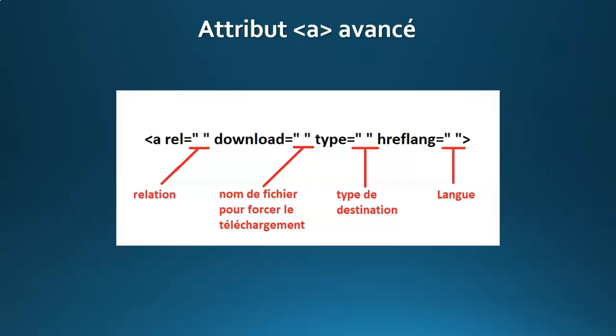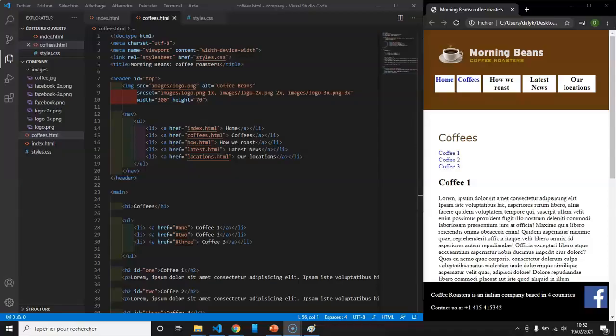Then we have the type attribute, which will take the destination type as its value, and finally the hreflang attribute, which will take the language as its value. So let's see it in a concrete example.